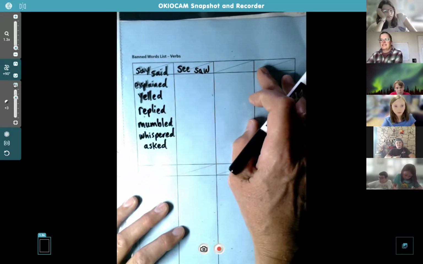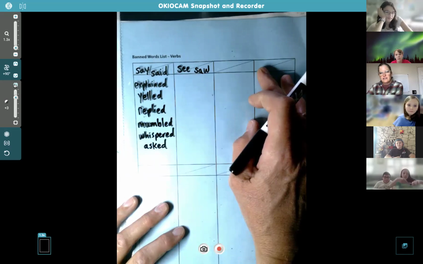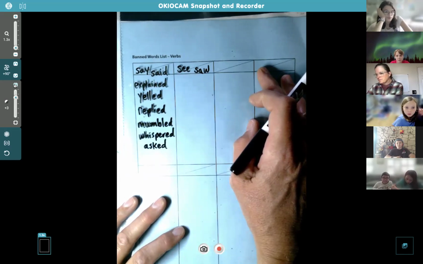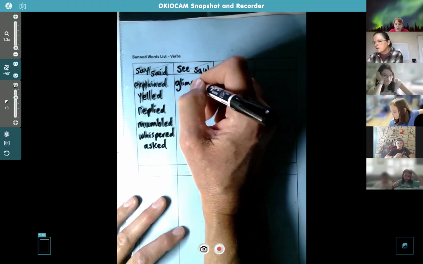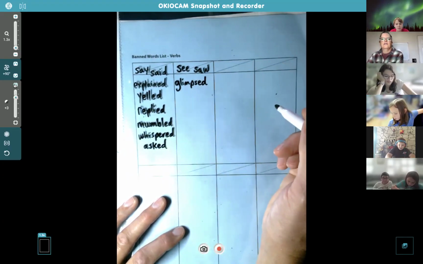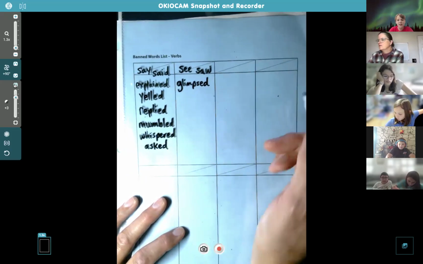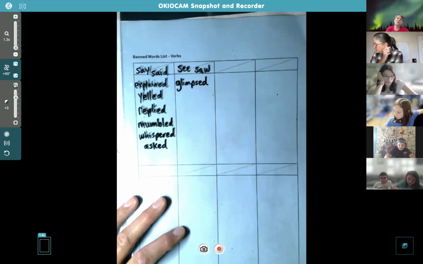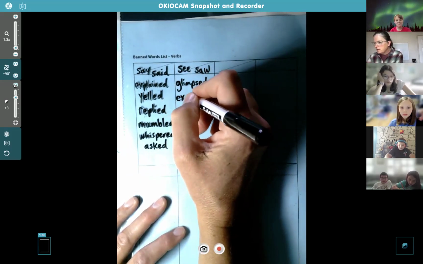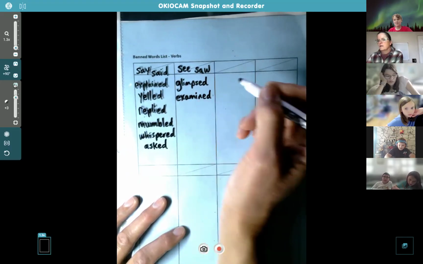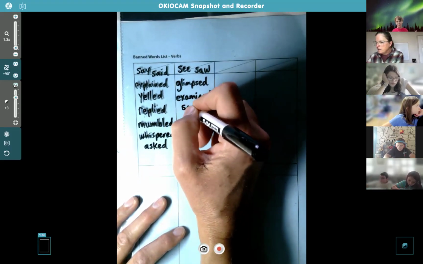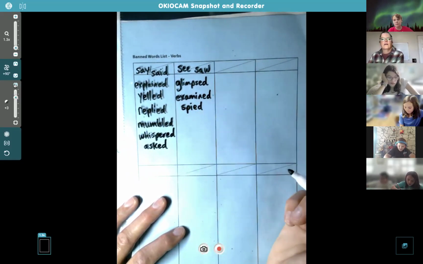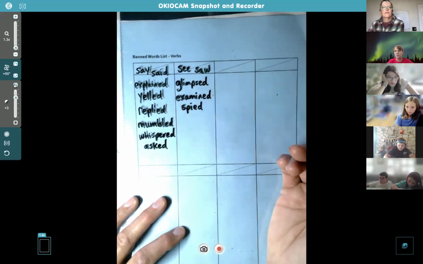So what's another way to say saw? What do you think, Sydney? Glimpsed. Glimpsed. Good. I like it. And Declan, did you have one? We could do like examine. Ooh, yeah, examined. How about spied? It's an S, by the way.